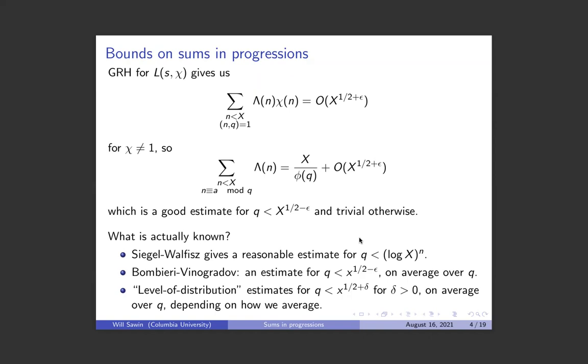And so this is often useful. And the other thing that's often useful is Bombieri-Vinogradov, which is an estimate in the same range as this Riemann hypothesis estimate, for q less than x to the 1/2. Except it's not an estimate for a single q, it's an estimate for the average over many q. So the error term could maybe be large for one q, but if it's large for one q, it must be small for another q.